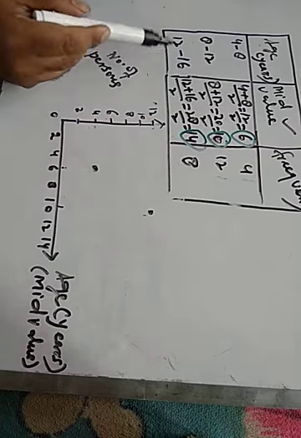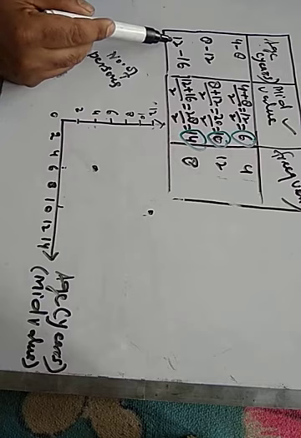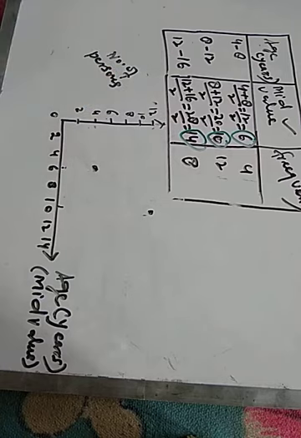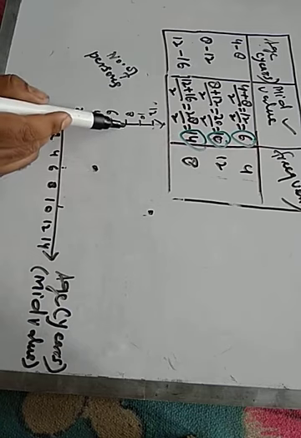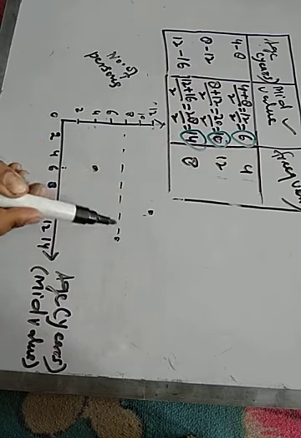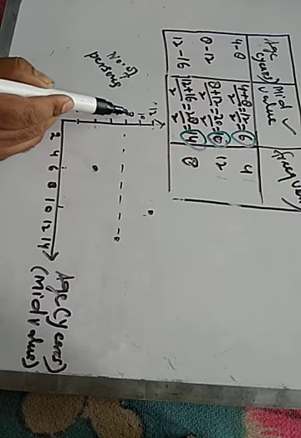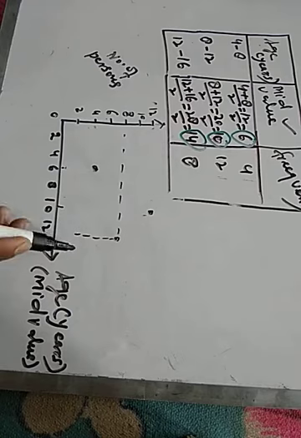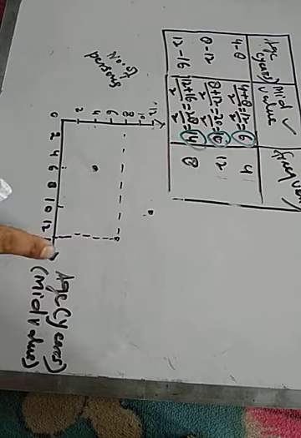Now the last class interval, whose value is 12 to 16 years, the mid value is equal to 14 and frequency is equal to 8. This is the mid value and its frequency is 8 here. The mid value is equal to 14 and its frequency is 8.